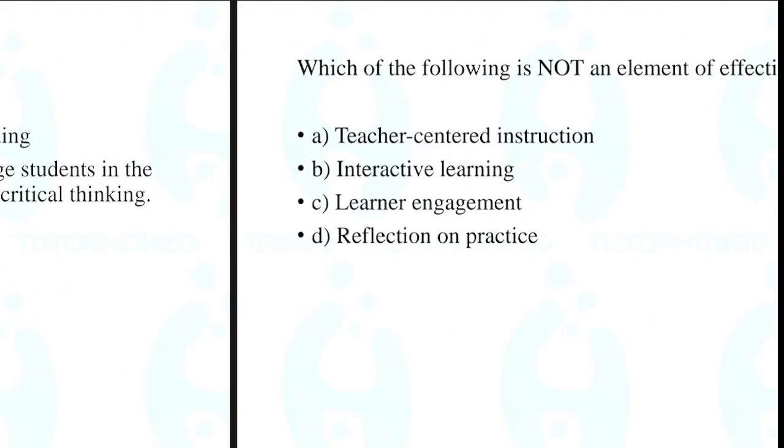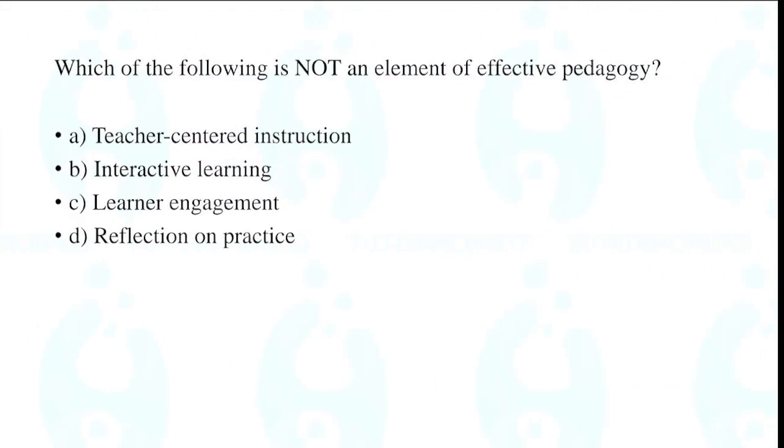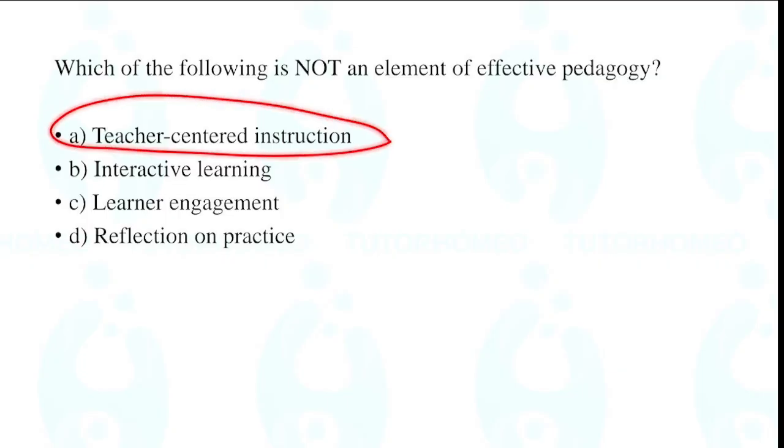Next question. Which of the following is not an element of effective pedagogy? Is it teacher-centered instruction, interactive learning, learner engagement, or reflection on practice? Here, pedagogy emphasizes a learner-centered approach, not a teacher-centered approach. We're talking all about learners. Diversity in the students, that is learner-centered, where students are actively involved rather than passively receiving information. So, which is the one where the students receive information passively? That is teacher-centered instruction, right? So that is not an element of effective pedagogy.